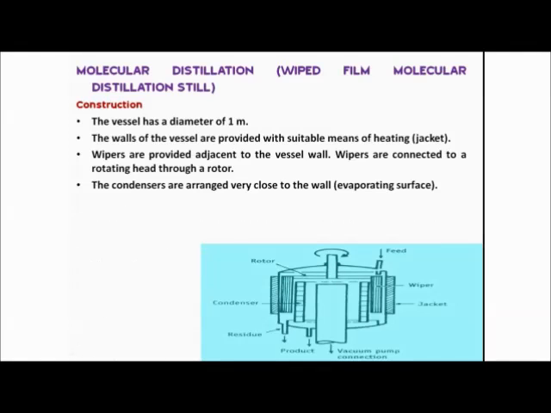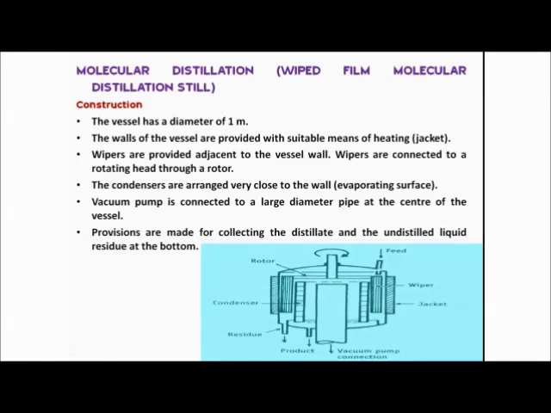The next thing is that the condensers are arranged very close to the wall. So these are the condensers. They are arranged very close to the wall to avoid molecular collision. Now the vacuum pump is connected to a large diameter pipe at the center of the vessel. So this is the vacuum pump which is connected. The provisions are made for collecting the distillate and undistilled liquid residue at the bottom. As I have already shown you, the product can be collected here, whereas the residue can be collected at this point.